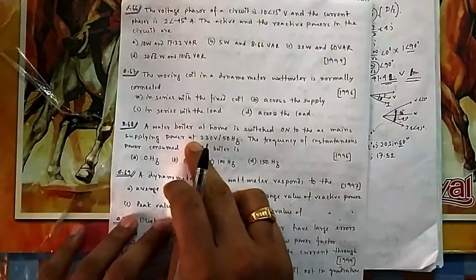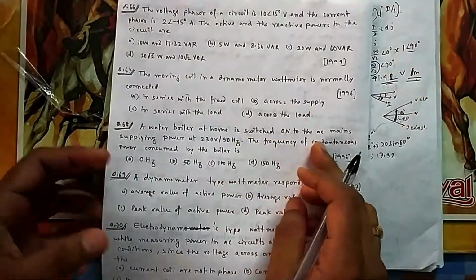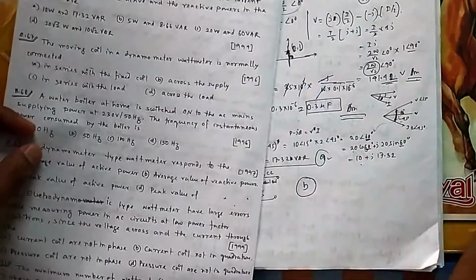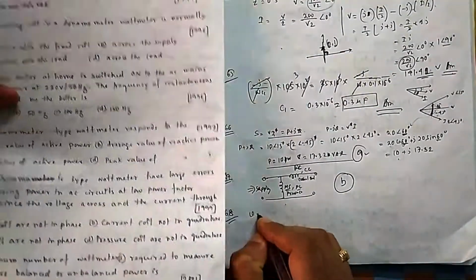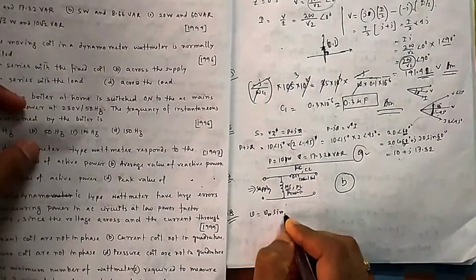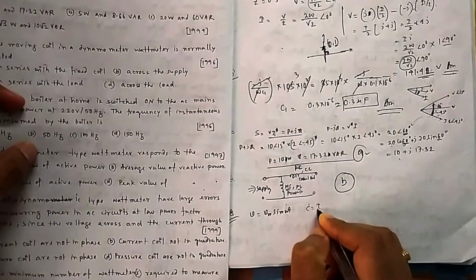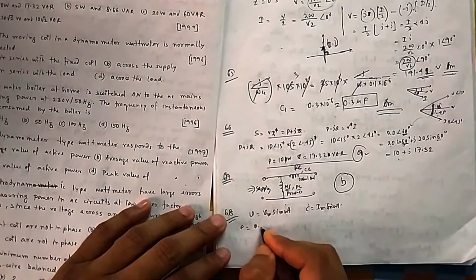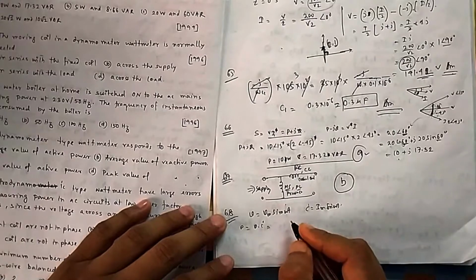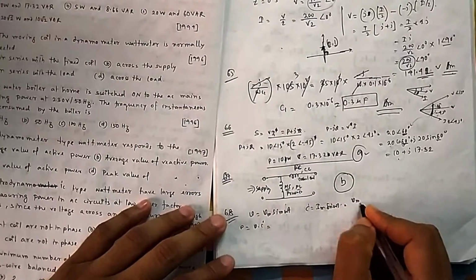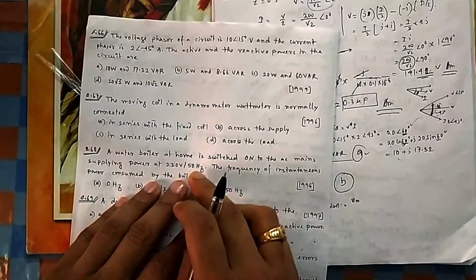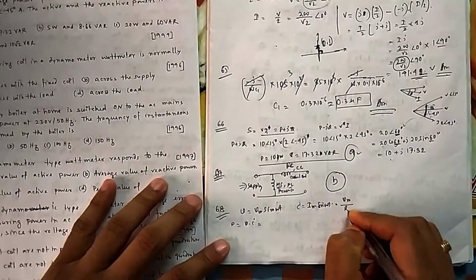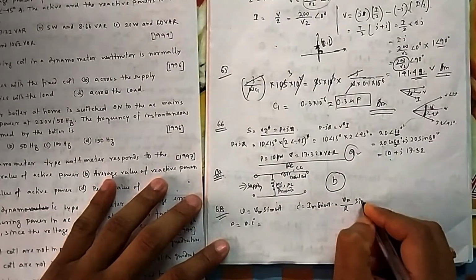Coming to 68, the water boiler at home is switched on to AC, supplying power at this much. What is the frequency of the instantaneous power consumed? Now what is instantaneous power? If v is equal to Vm sin omega t and i is equal to Im sin omega t, then power is equal to vi. Instantaneous power is instantaneous voltage into instantaneous current. Because it is a water boiler, you assume it to be a purely resistive heater. So we are assuming purely resistive, so we consider it R, then sin omega t.